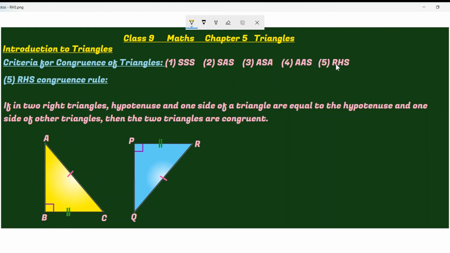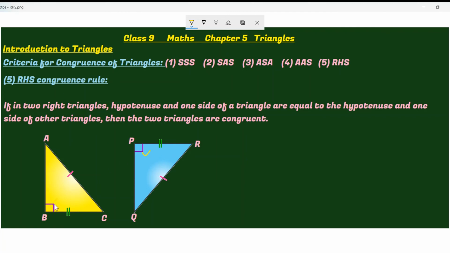Now we are going to see the RHS rule. Last criteria is the RHS rule. RHS means right angle, hypotenuse and one corresponding side. If in two right-angled triangles, the hypotenuse and one side of a triangle are equal to the hypotenuse and one side of the other triangle, then the two triangles are congruent. We know the right angle in each triangle should be 90 degrees, and the hypotenuse of those triangles should be equal, and one corresponding side of the triangles should be equal.